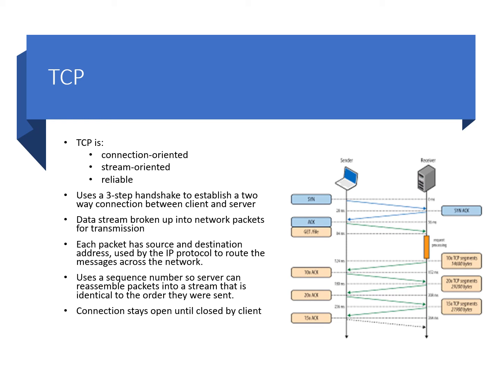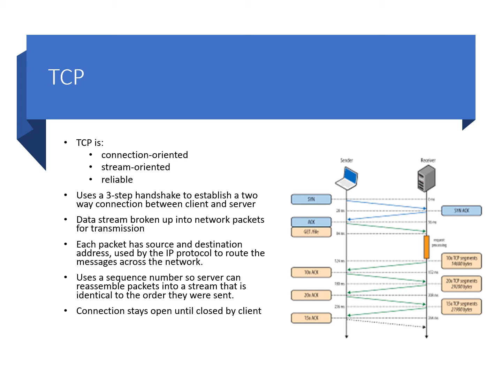When a data stream is sent over TCP, it's broken up into individual network packets with a maximum size of 64K. Each packet contains a source address and a destination address, and these are used by the IP protocol to route the messages across the network. The Internet is a packet-switched network, as we said earlier, and this means every packet is individually routed across the network. The routes each packet can traverse can vary dynamically based on the conditions in the network, such as the failure of a network link or congestion at a particular router.